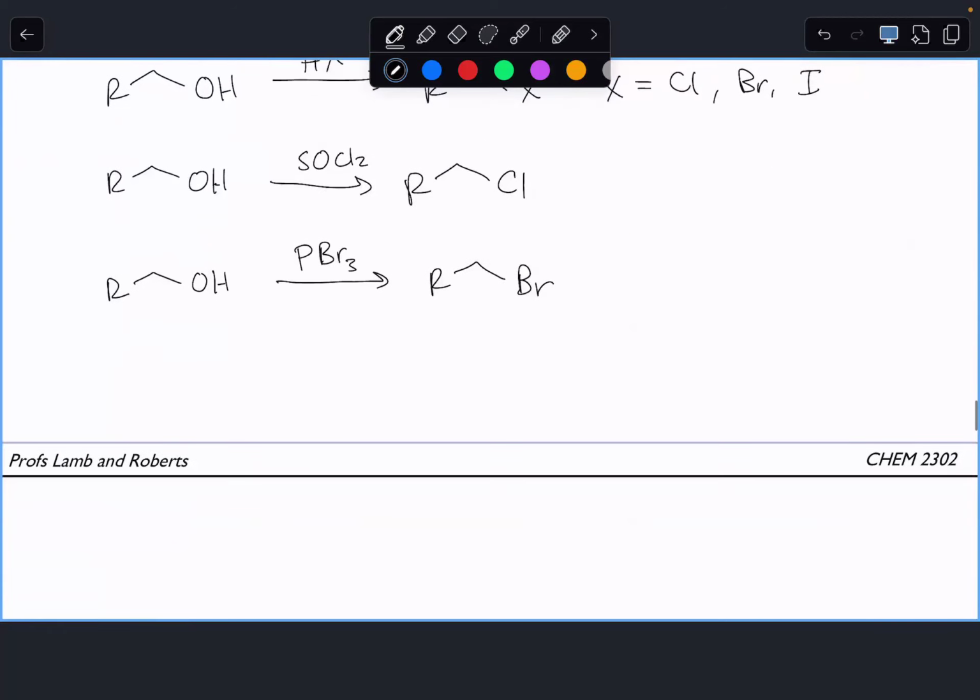Another common reaction is E1. So let's do maybe the product from our clicker question, this guy. If you expose this to acid and heat, so this triangle here means heat, you will eliminate water to generate an alkene and water.